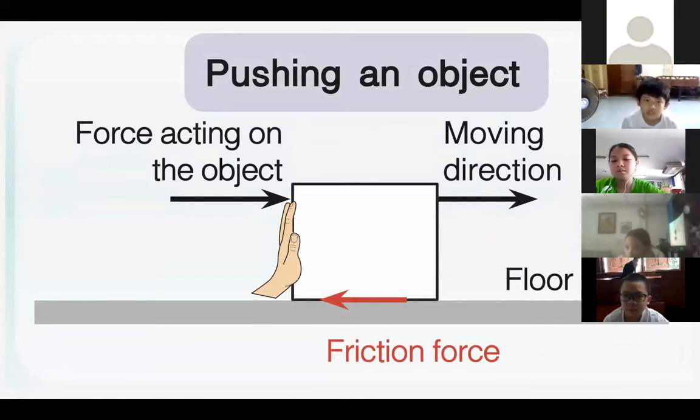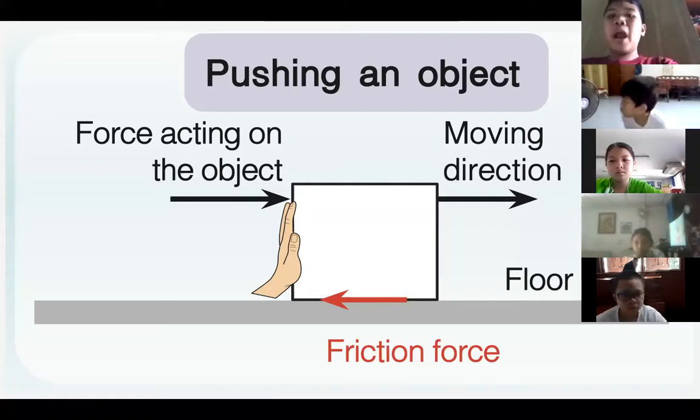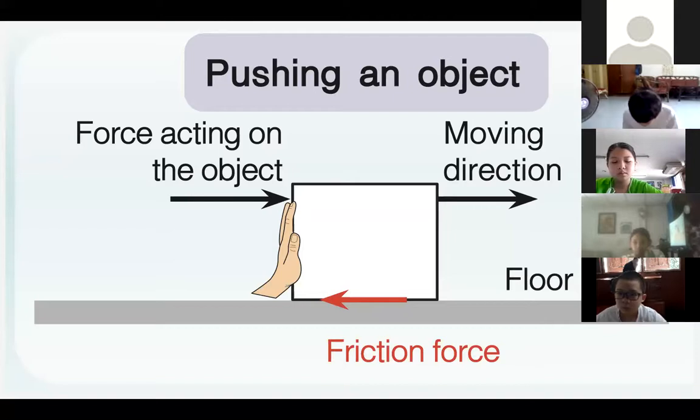As I was saying, if you are pushing an object, the force acting on the object is your pushing, so the moving direction is going to the right. The friction force is under the box. It is opposite to where the box is going. If you push the box to the right, the friction force under it goes to the left. It is what stops the box from moving. Let's have another example.